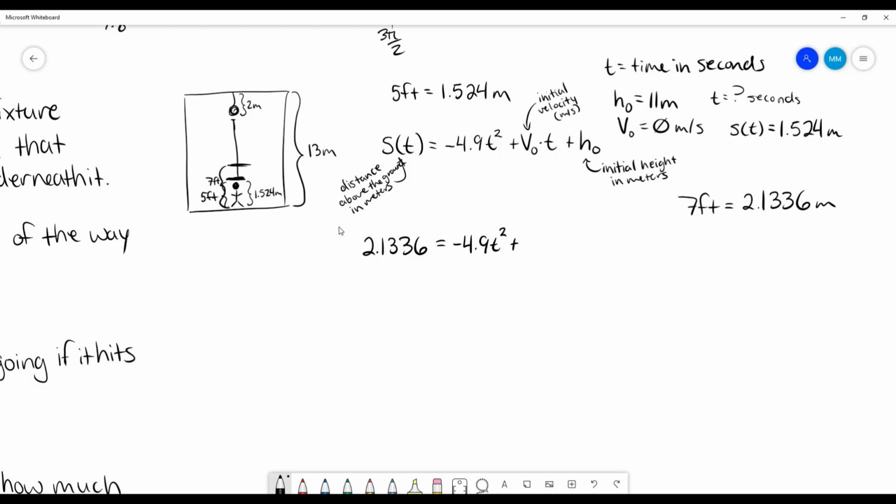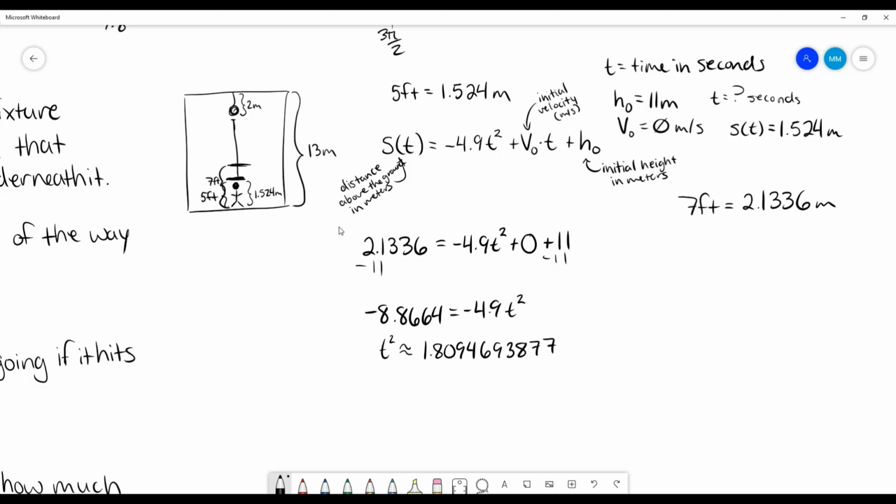And remember, we're solving for t again, because we need to figure out how much time is going to pass so that we can then figure out our new velocity. So we just have to start all over. This is the exact same as how we did it before, though. I subtract 11 from both sides. It's going to be negative 8.8664 equals this. And that's going to be that our t squared equals about this long thing here.